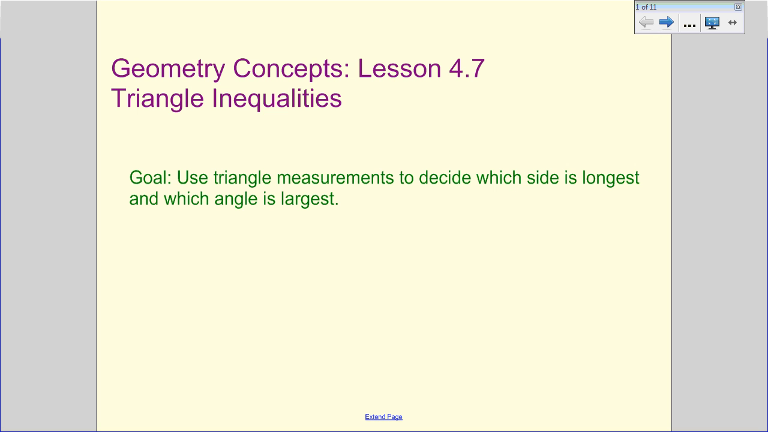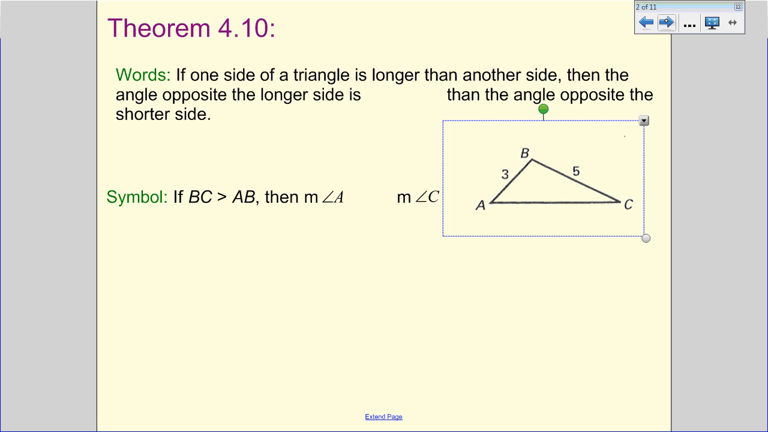And I thought this followed up nicely to what we did in 4.5, where we started looking at, do we have a formula that can tell us what type of triangle it is? Now we're actually going to figure out, do they even make a triangle? So let's take a look at what that is.